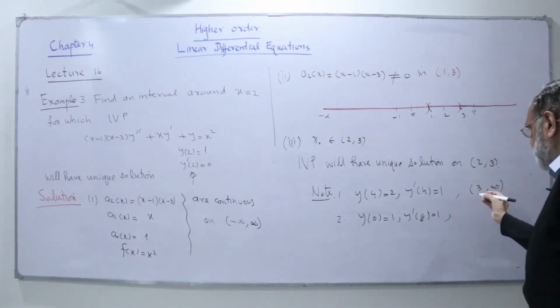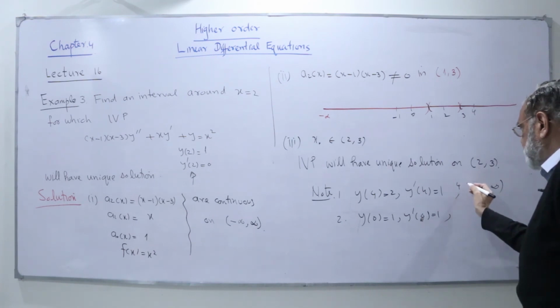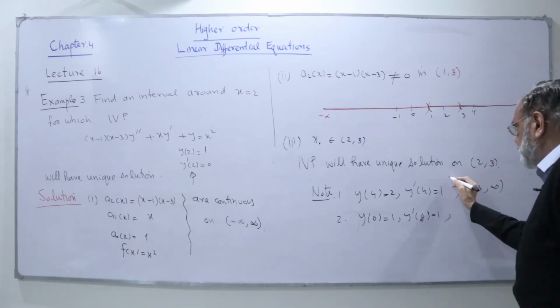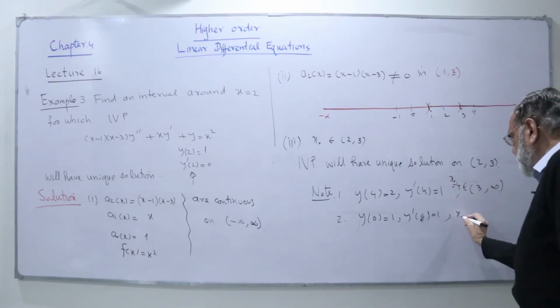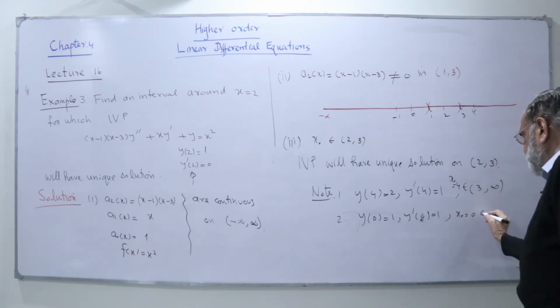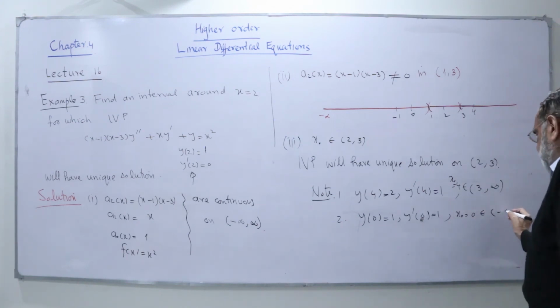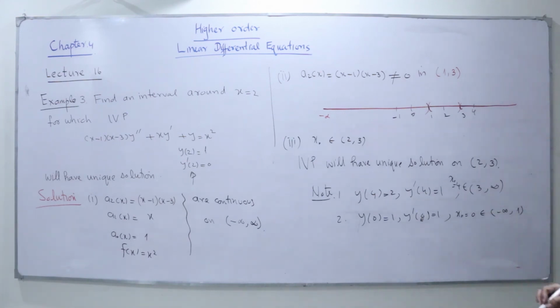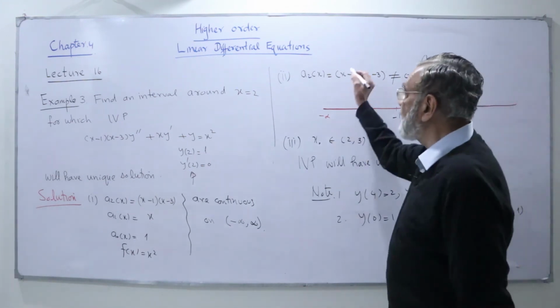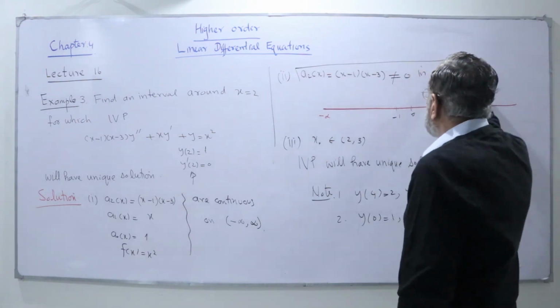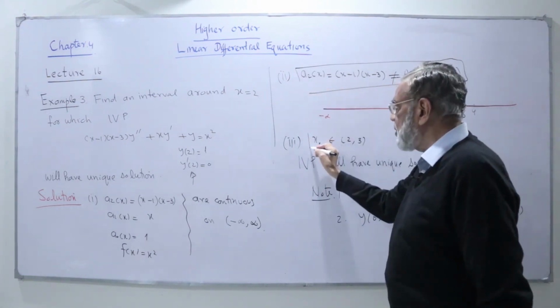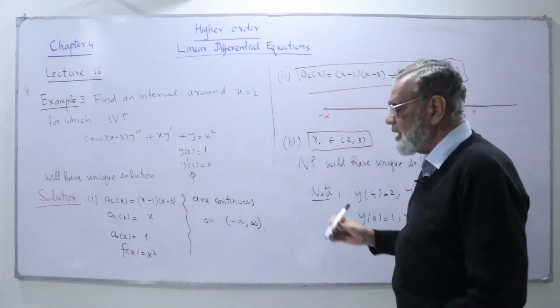Here we have 4 belongs to this interval. My x0 is equal to 4, and here my x0 is equal to 0 belongs to the interval from -infinity to 1. So that's how we can define our intervals for finding the unique solution, depending upon our a2 of x, the continuity, and the value x0 which exists in that interval.